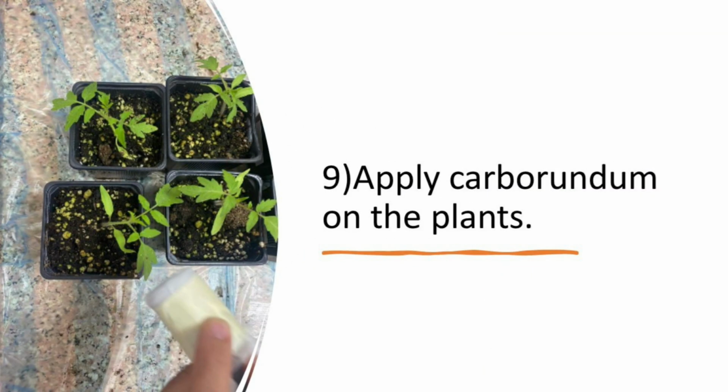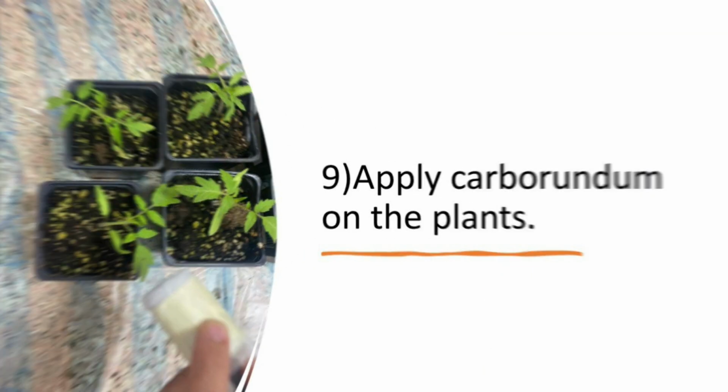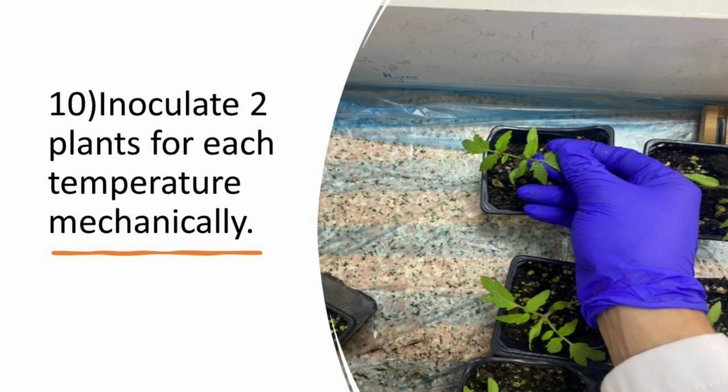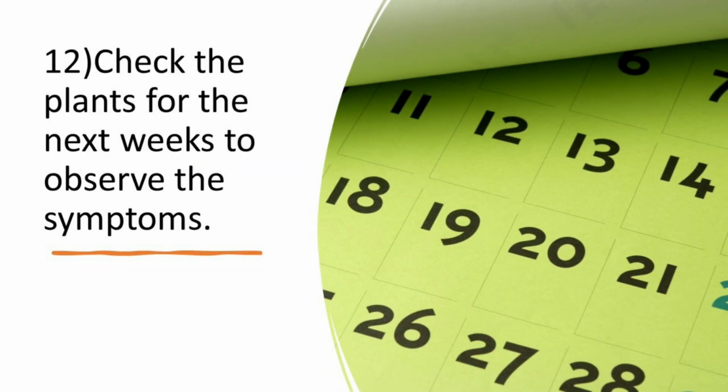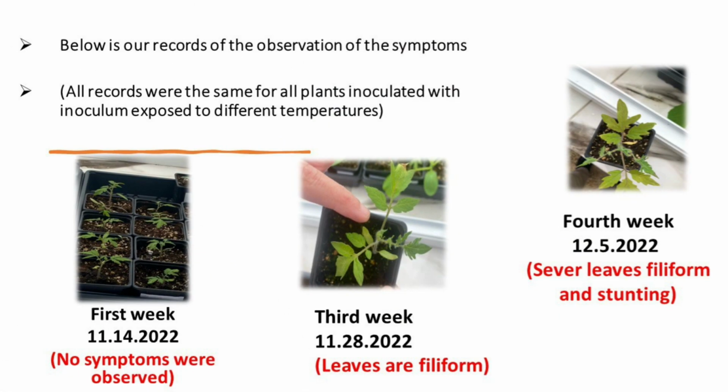9. Apply carborundum on the plants. 10. Inoculate 2 plants for each temperature mechanically. 11. Place the plants in the greenhouse. 12. Check the plants for the next weeks to observe the symptoms. Below are our records of the observation of the symptoms. All records were the same for all plants inoculated with inoculum exposed to different temperatures.